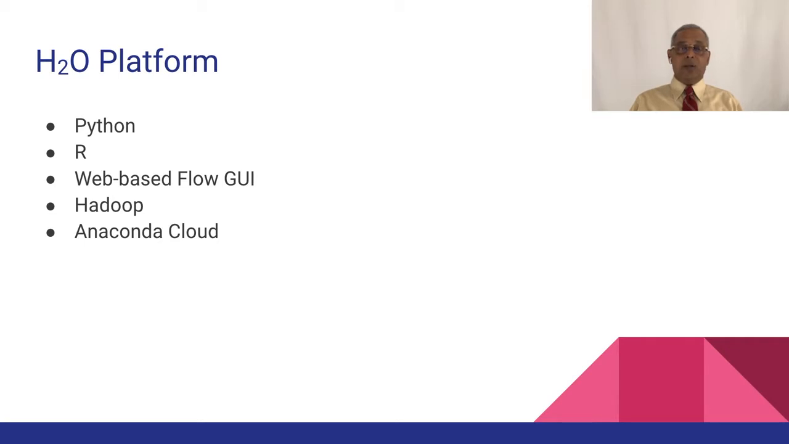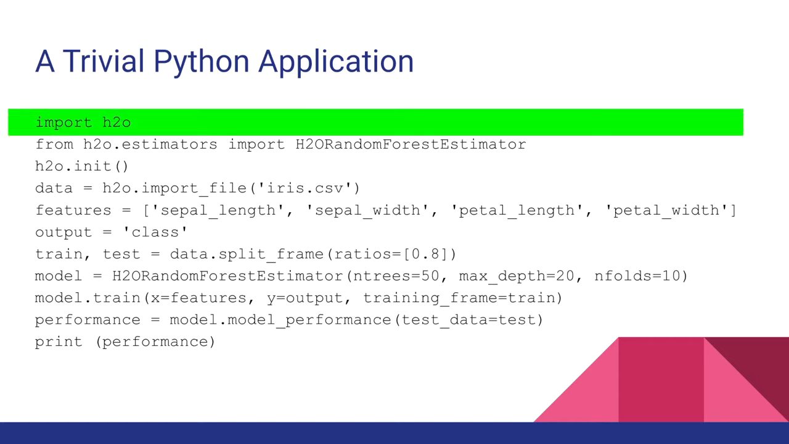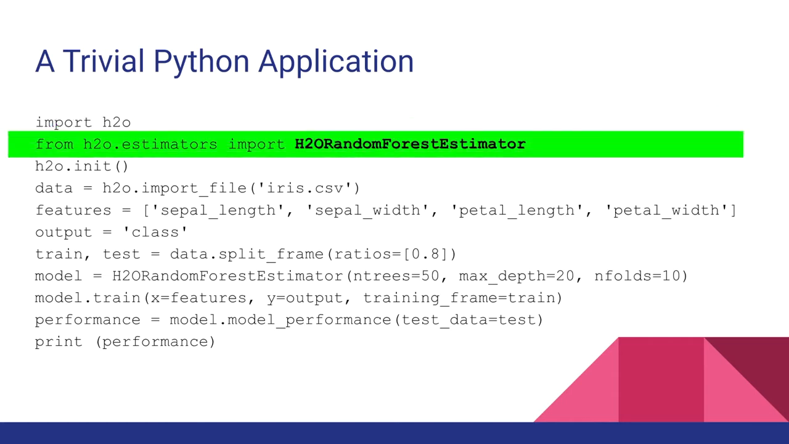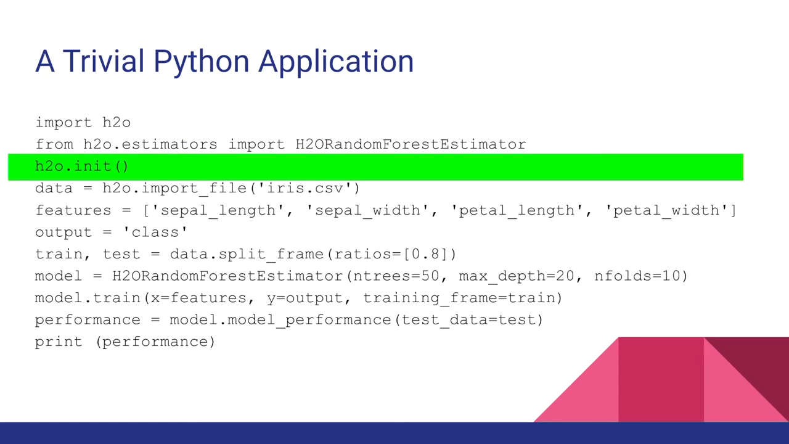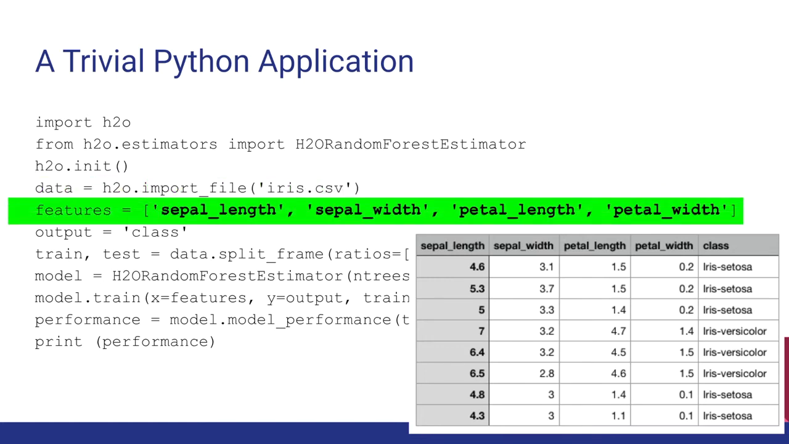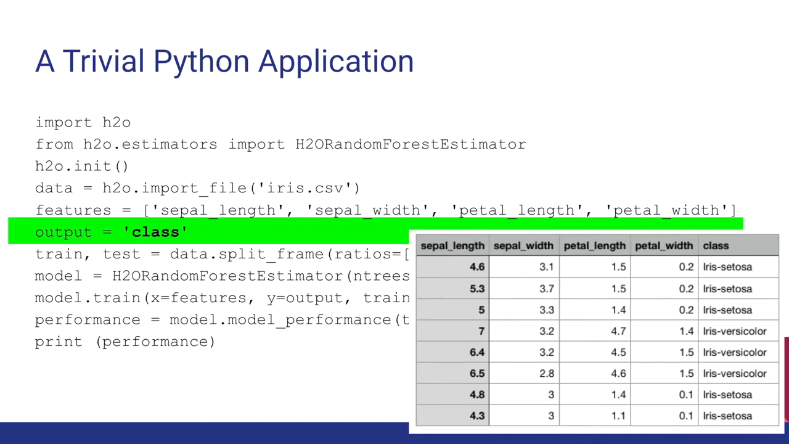Now let us look at the actual development. This is a simple Python application. First we import the H2O library. I am going to use the random forest estimator in this code. So I import that library, H2O random forest estimator. We initialize the system. Then we load the data file iris.csv, which is a very popular database used in machine learning. The 4 columns which I use as features are sepal length, sepal width, petal length and petal width. The output is the class column.